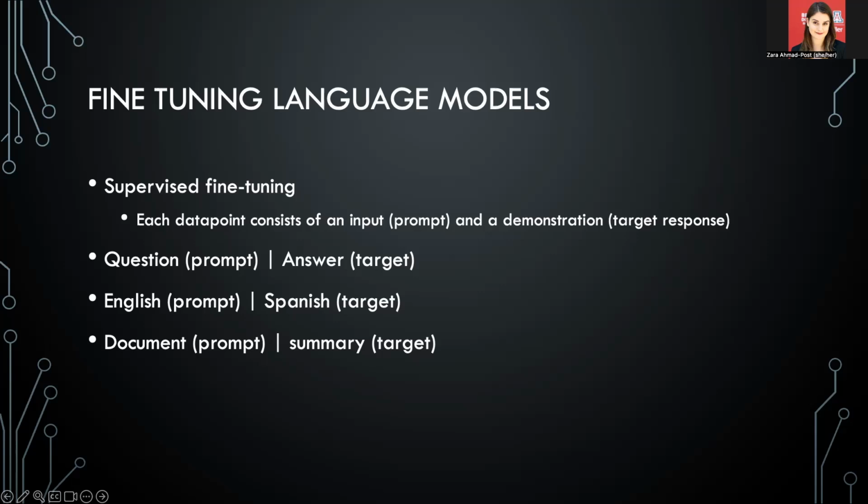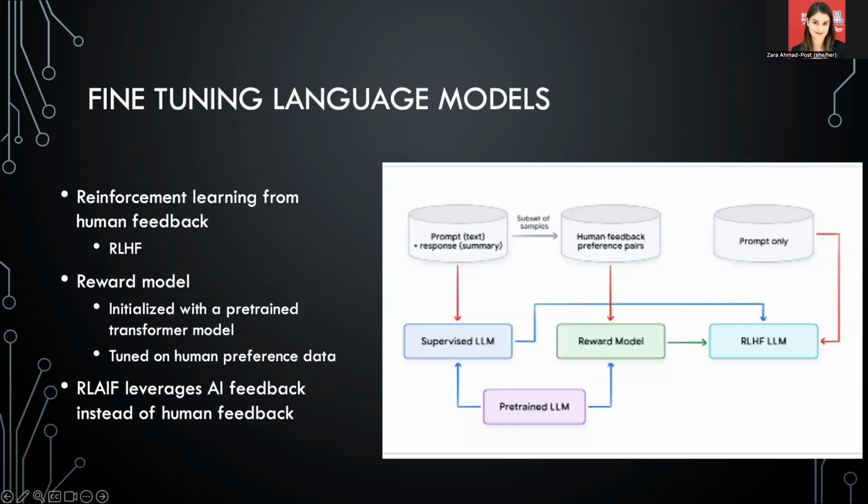Okay, so we talked a little bit about reinforcement learning from human feedback. This is based on a reward model. Ooh, that is very blurry. I apologize. So let's start over here. We have our prompt only. We're gonna feed that to our... no, we start over here. Prompt text summary, prompt only. Prompt text, what's our response?